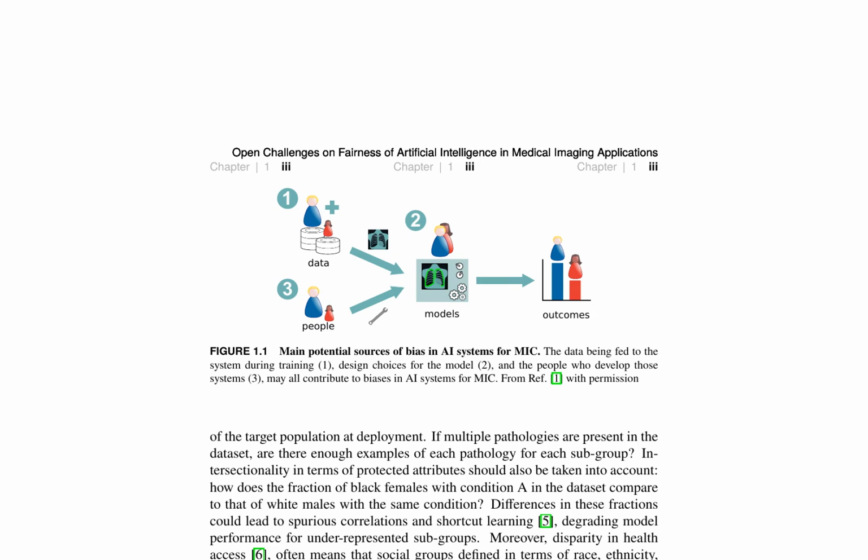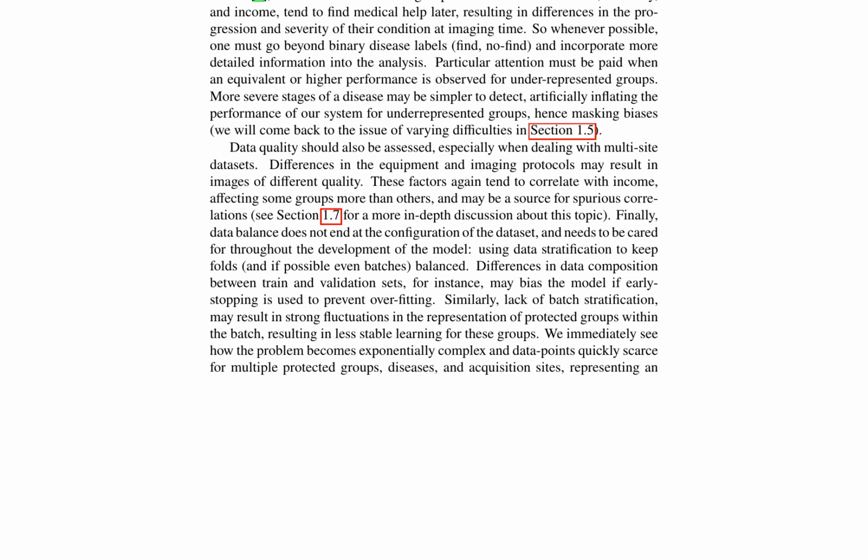The fairness of AI systems in medical imaging applications, MIC, is a pressing concern, as these systems are increasingly used for diagnosis and treatment. This chapter discusses the main potential sources of bias in AI systems for MIC, including data, models, and people. Data bias can occur due to various factors such as differences in health access, disparities in the distribution of pathologies, and differences in data quality across multiple sites.